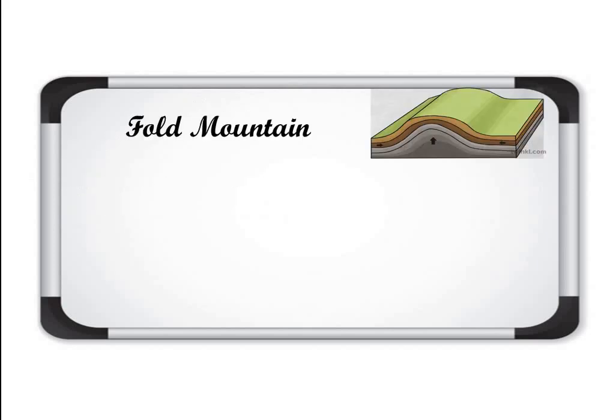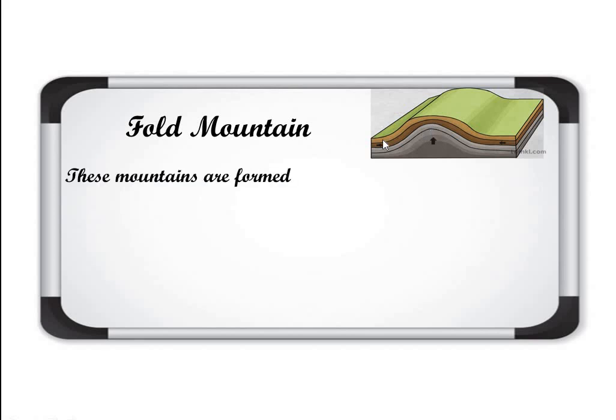Number 1, fold mountain. Here in this picture you can see the fold mountain. You can see that in between, the fold is given here. When the land is pressed from the opposite directions, due to that the fold occurs there in the center, so they make the fold mountain. Okay, so this is the fold mountain.